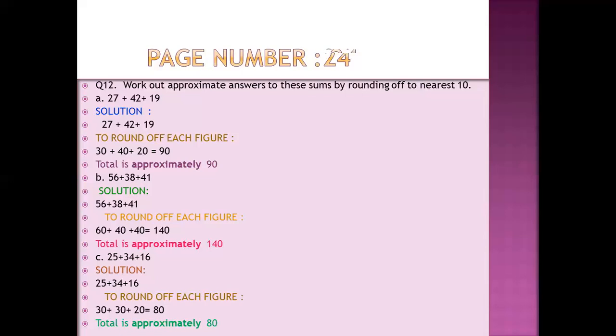And this is very easy, after rounding off, to add the numbers. Now students, you also add 27, 42 and 19. Add the numbers and you will see that after rounding off, your number becomes nearest to 90.